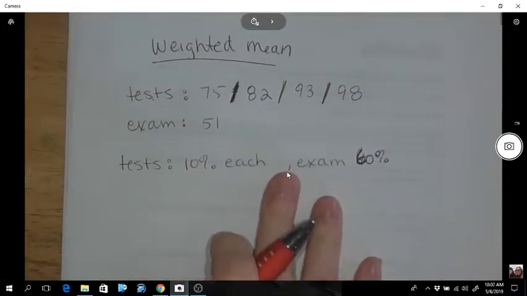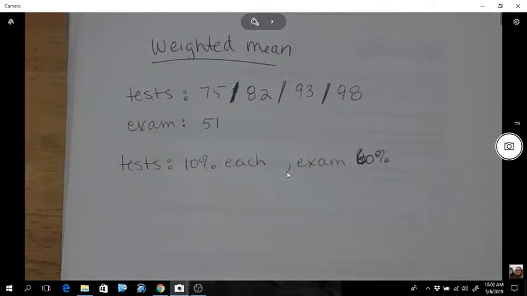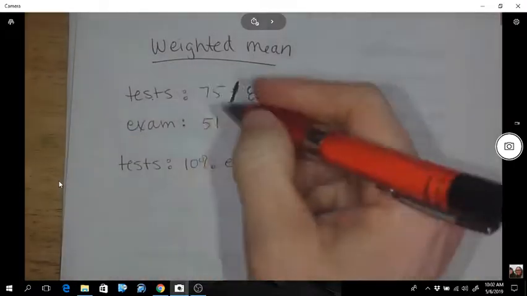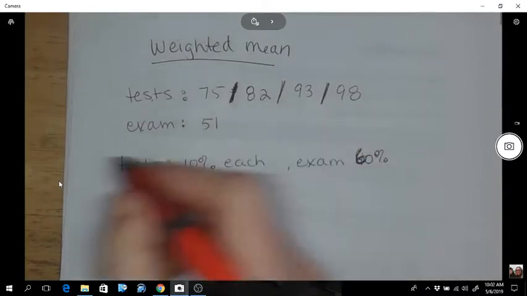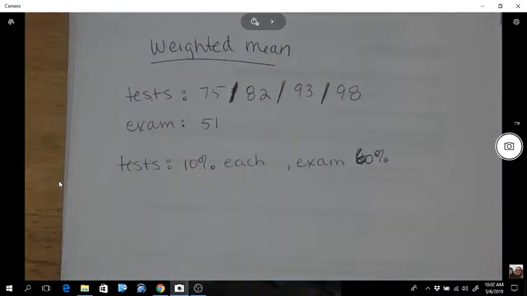Okay, I'm going to talk about weighted mean. So here's an example. You had 4 tests, and there's your scores, and then you had your final exam, which you got 51 on. So this would be that when you're in classes, everything is not equally weighted, so you cannot find your average in the same way.